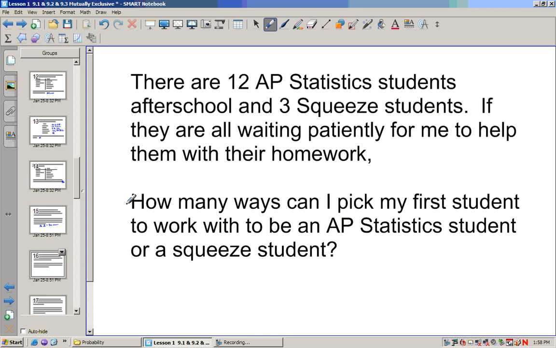How many ways can I pick my first student to be an AP statistics student or a squeeze student? So I'm just picking one student, and it's either AP statistics or squeeze. I would have 15 different choices.